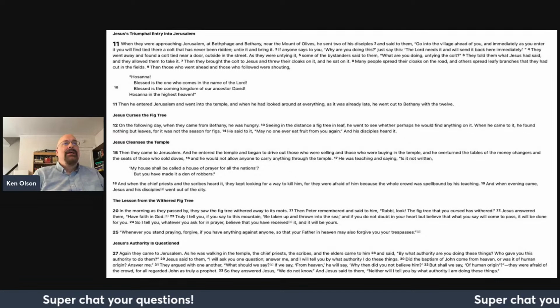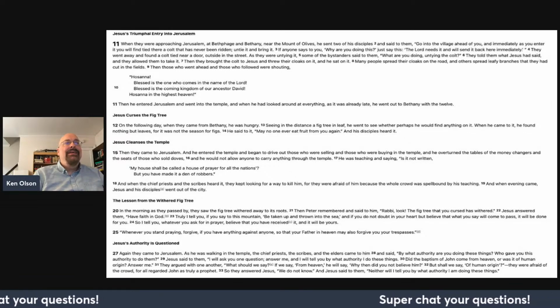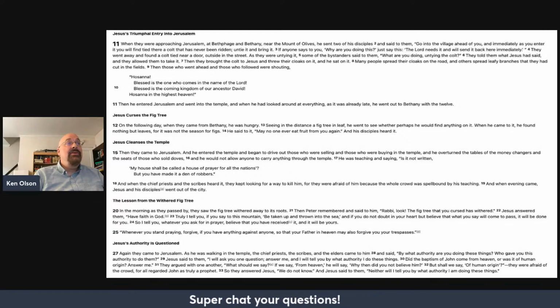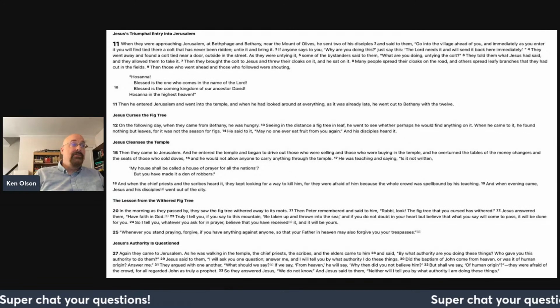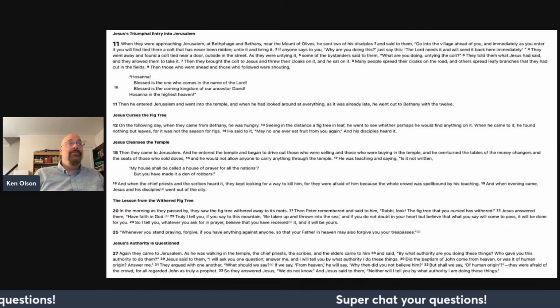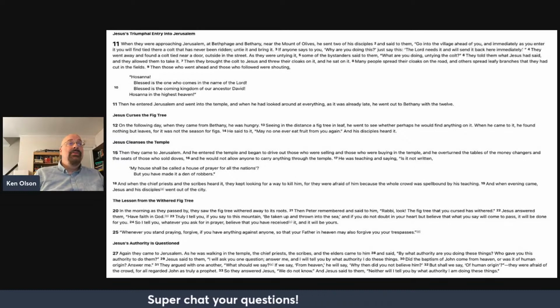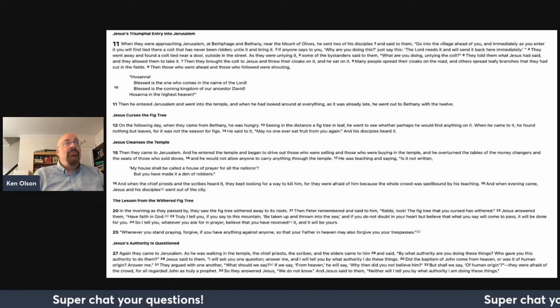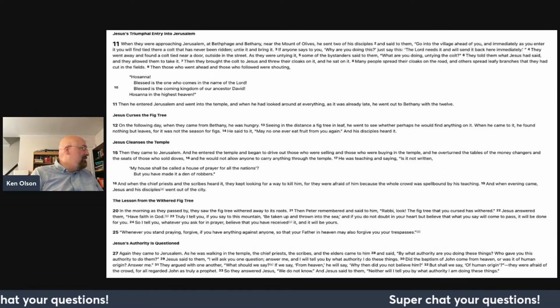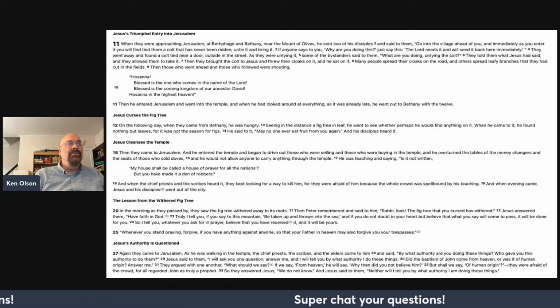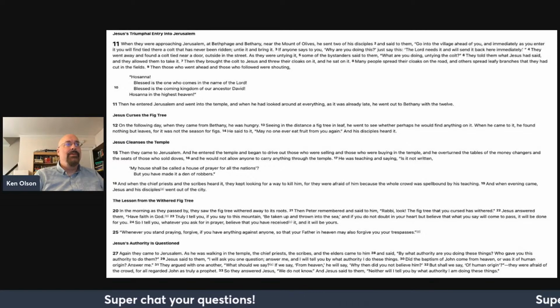All right, so, famous scene, he drives out the people, the tables of the money changers and the seats of those who sold doves. And this scene is in all four gospels in slightly different forms. Jesus drives out the money changers and those who sold doves, and he says, my house shall be called a house of prayer for all nations, but you have made it a den of robbers.